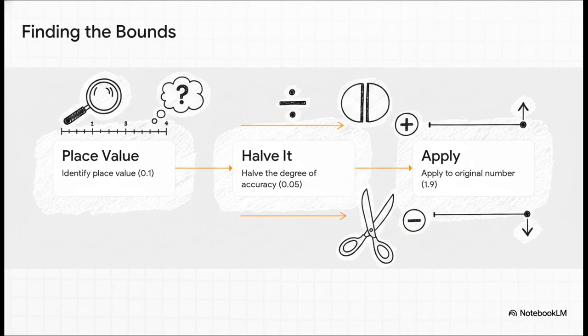Let's see how this builds into our actual calculation. There's a strict three-step process you want to follow here. Step 1, like we just determined, is to identify the place value of the last significant figure, which gives us our degree of accuracy, 0.1. Step 2 is the most vital mechanical step. You must halve that degree of accuracy. Half of 0.1 is 0.05. And finally, step 3, we take that halved value, the 0.05, and apply it directly to our original rounded number, 1.9, to find our upper and lower boundaries.